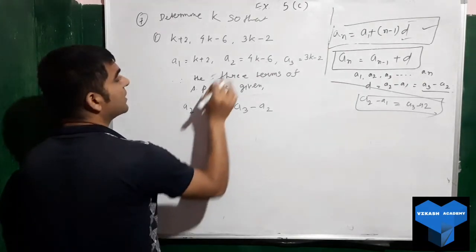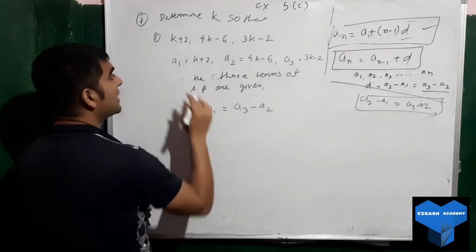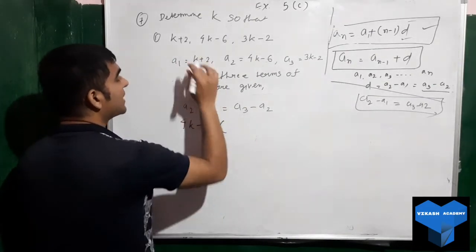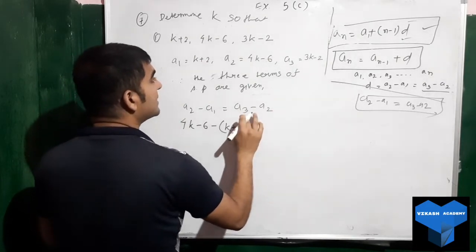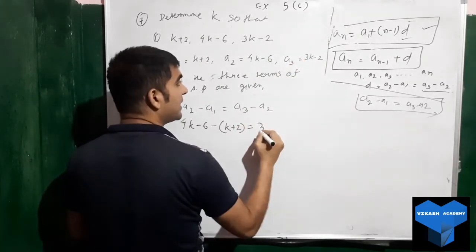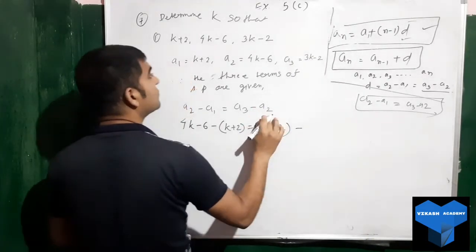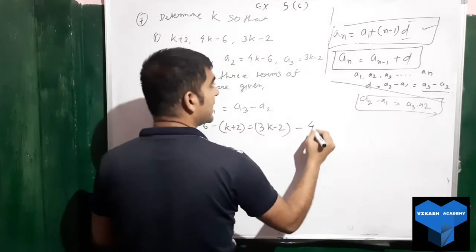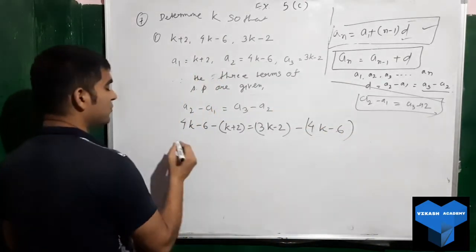a2 minus a1. So a2 we have 4k minus 6. a1 we have k plus 2. We'll write k plus 2. Equal sign will be equal sign. a3 we have 3k minus 2. Minus sign here, minus a2, which is 4k minus 6. Put in the bracket and solve it.